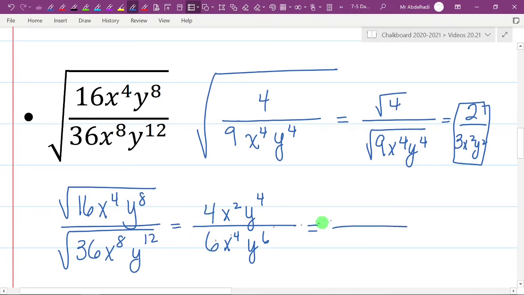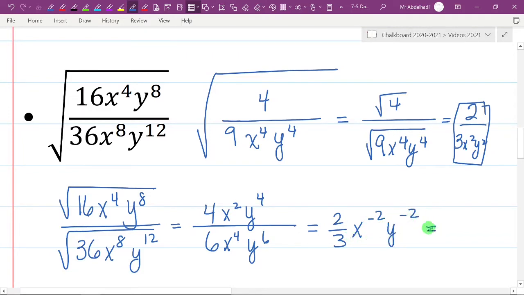The 4 over 6 becomes 2 over 3. You have an x squared, actually hold on a second. You have a 2 over 3. X squared divided by x to the 4th is x to the negative 2. Y to the 4th divided by y to the 6th is y to the negative 2.